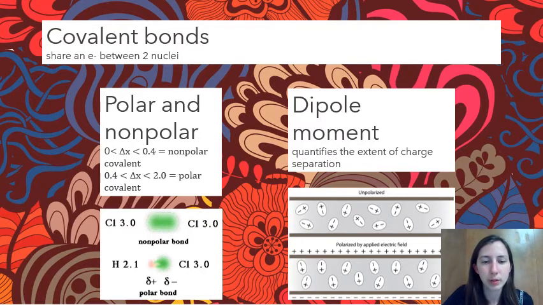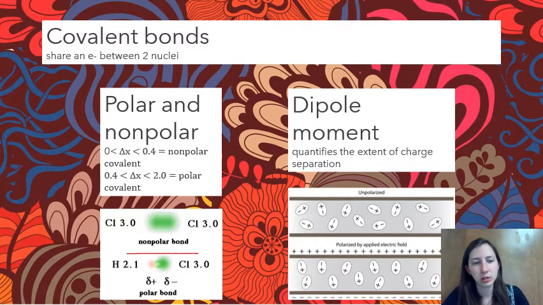Do y'all remember this little arrow? This is an important little arrow because it indicates the side that is more negative. So just remember that. That's going to come up later as well.